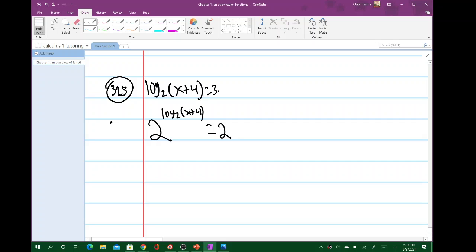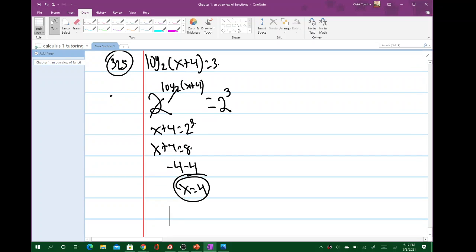And then you're going to do 2, and then you're going to move the 3 back over, so it's going to be like this, right? That's so that they both have the same base. Now, notice that these 2 cancel out, so we can say x plus 4 equals 2 cubed. So you have x plus 4 equals 8. We subtract 4 on both sides, we get x equals 4. Okay, that's how that's done.